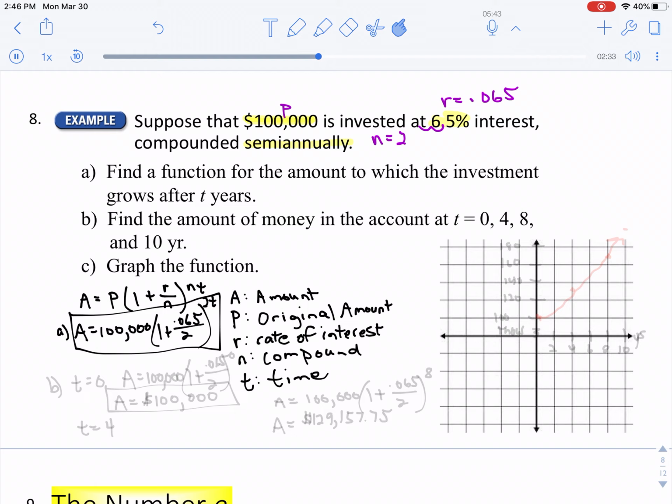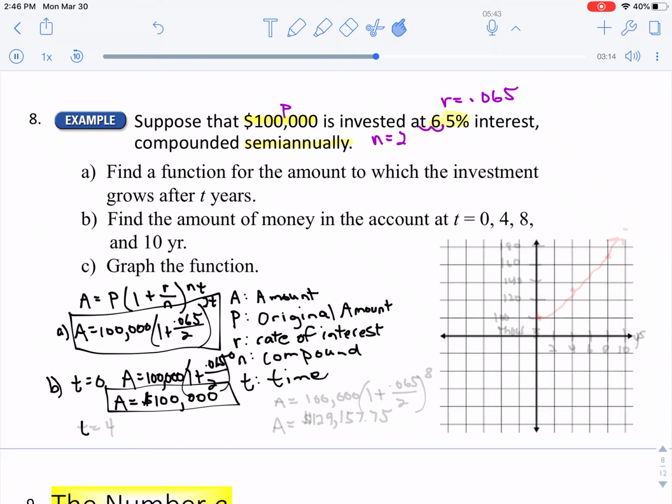Now for B, they want us to plug in T is 0, T is 4, T is 8, and T is 10. When T is 0, we get A equals 100,000 times 1 plus 0.065 over 2 raised to the 2 times 0 power, which is 0. Everything in that parentheses becomes 1, so A equals $100,000. Of course, if you put $100,000 in and check it before the end of the day, it's still $100,000. That's when 0 time has passed.